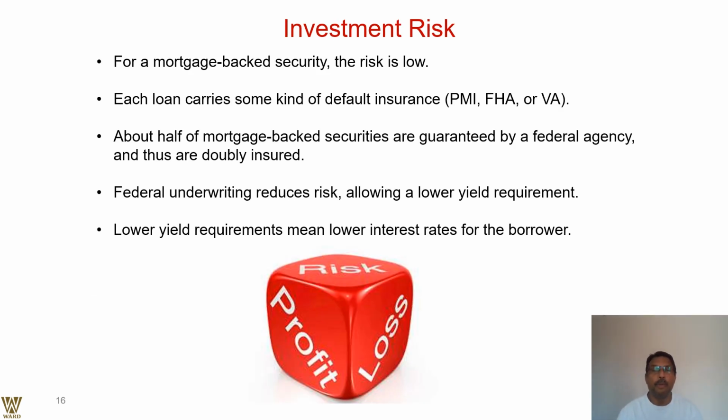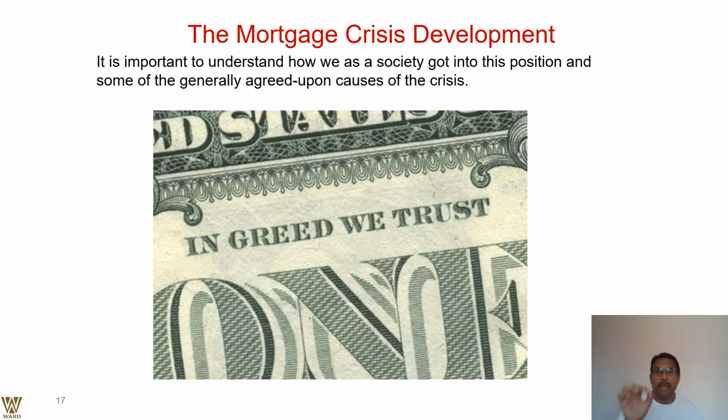Investment risk. For a mortgage backed security, the risk is absolutely low. Each loan carries some kind of default risk, as in PMI, FHA, and VA. We are talking about how mortgage backed securities are guaranteed by federal agencies and thus doubly insured. Federal underwriting reduces the risk, allowing a lower yield requirement. Lower yield requirement means lower interest rate for the borrower, as the case might be.